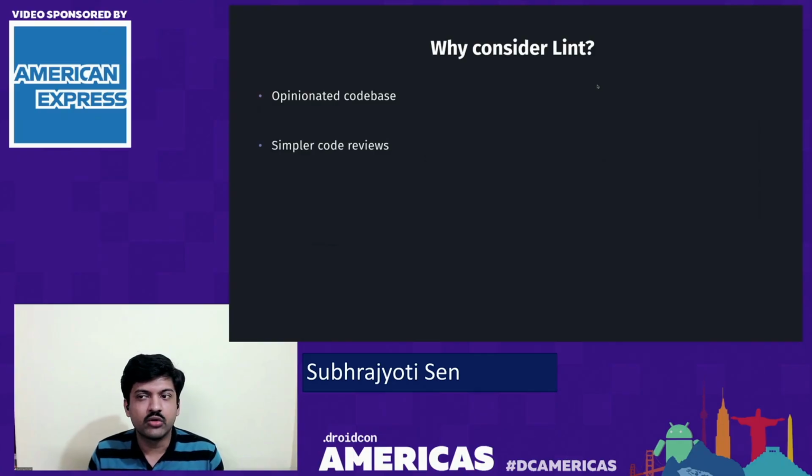The next would be simpler code reviews. Now, if there are certain patterns that you want to avoid in your code, or certain common mistakes that developers tend to make on your particular code base, you can make them a part of your lint rule. And if you make them a part of your CI pipeline or a Git pre-commit hook, the developers will get to know about the lint errors as and when they're committing the code.